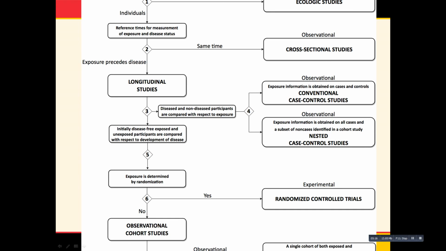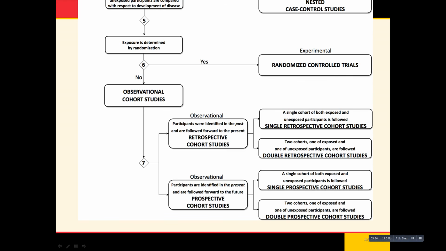So here, if you focus on the longitudinal studies, we want to know if we start with the disease or we start with the exposure. If we start with the disease or non-diseased, we're looking at case control. If we start with the exposed and unexposed prior to the development of their disease, then we could look at whether the design is randomizing patients to an intervention, right? So we have exposed, unexposed, but are we randomizing them to be exposed or unexposed? That could be a randomized controlled trial, the experimental. Or it could be that we're looking at the cohort studies.